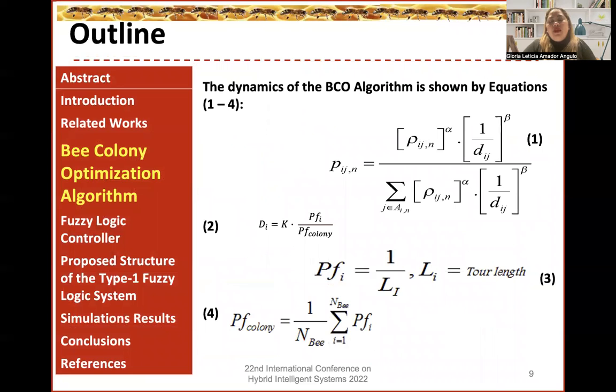The dynamic of the BCO algorithm is shown by equations number 1, 2, 3, and 4. For example, equation number 1 indicates the profitability for the bee. Equation number 2 indicates the waggle dance that one bee indicates in the algorithm. Equation number 3 indicates the profitability for the one bee, and equation number 4 indicates the profitability for the colony.